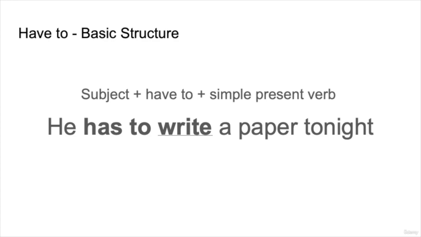Let's move on to have to and its basic structure. So we form have to by using subject, have to, and a simple present verb. He has to write a paper tonight. Now notice this is different than should because should does not use to, but has to and have to does require to. He has to write a paper tonight.